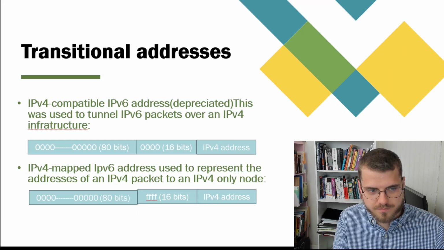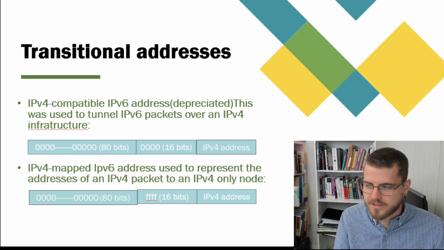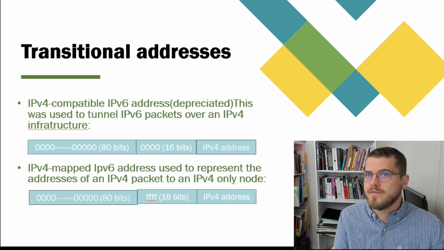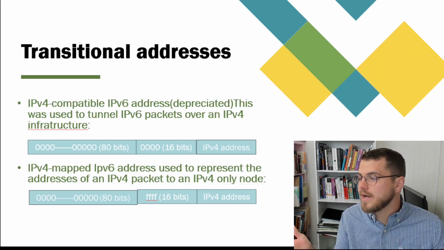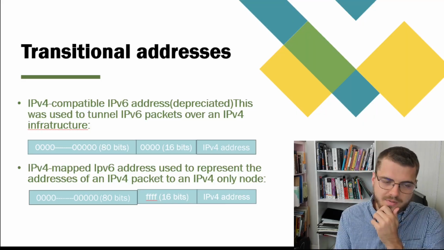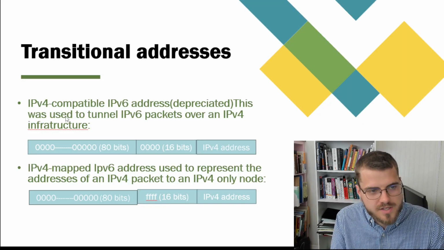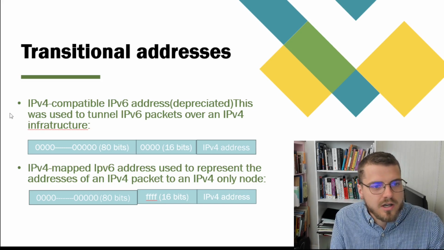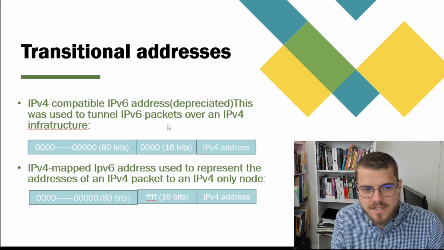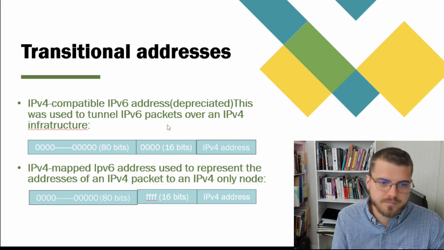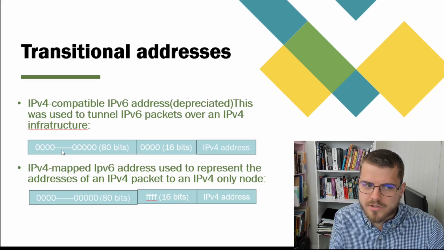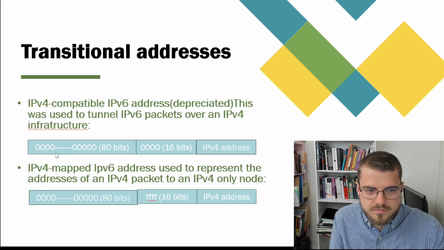So some transitional addresses, and these aren't always used because while the transition from IPv4 to 6 is not complete by any means, a lot of places have started adopting it, so this is a little less common, but there's IPv4 compatible IPv6 addresses that have been deprecated. But this was used to tunnel v6 packets over the IPv4 infrastructure. And very, very simple format. Again, they made it very easy where it's just all zeros and then the IPv4 address.